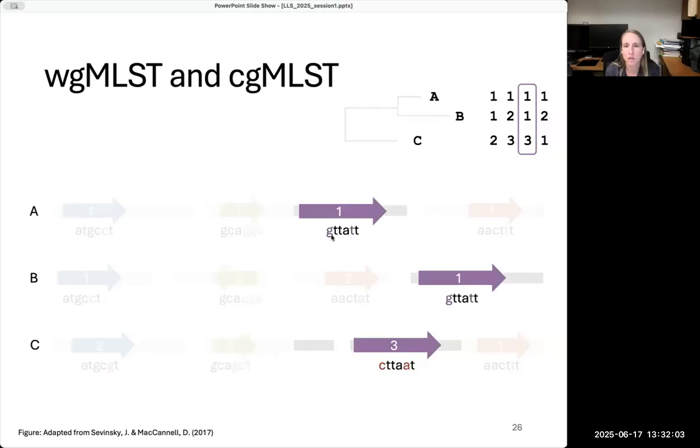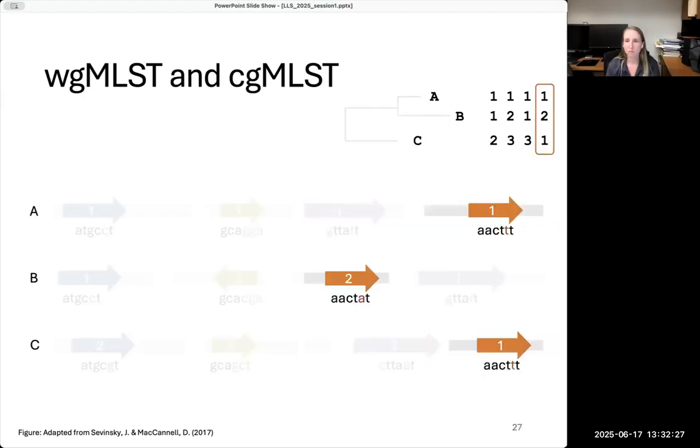Okay, and then for this purple gene, this one has a G here and a T here. This one also has a G here and a T here. So they're given the same allele identifier or designation. And then this one has a C and this one has an A, so it's going to get a different one. But again, if we're looking at differences later, that's only going to count as 1 difference, even if there are two differences within the gene. Okay, and this one, let's see, this one has a T, this one has an A, and this one has a T. So isolate A and C are going to get the designation of 1, and isolate B would get a designation of 2.